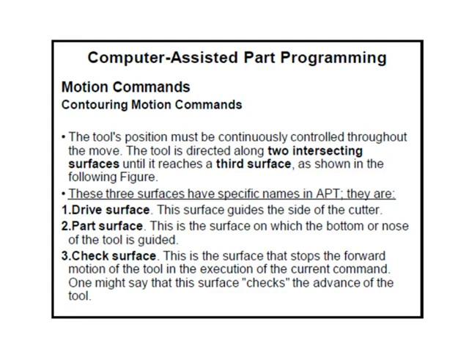Now we will see what a drive surface is. The surface that guides the side of the cutter is called the drive surface. The surface on which the bottom or nose of the tool is guided is called the part surface. Third, this is a surface that stops the forward motion of the tool in the execution of the current movement. One might say that the surface checks the advance of the tool.